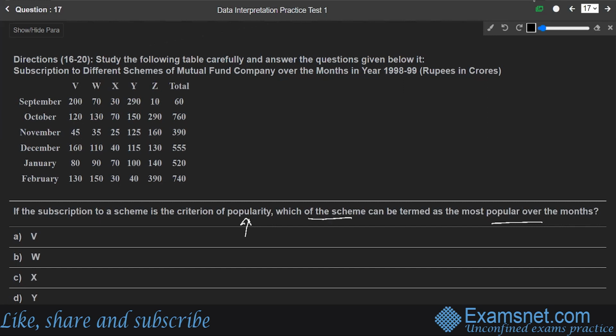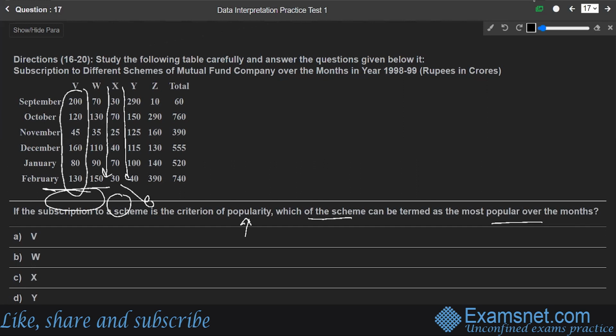So for all the schemes, we have to do the totals over the entire period. We have to add them all together and write the total here. Similarly, we'll have to do the total of W and write it here. Similarly, we have to do the total of X and write it here, and we have to do all the totals. After checking all the totals, we'll be able to find out for which particular scheme the total is highest. That would have been the most popular subscription.